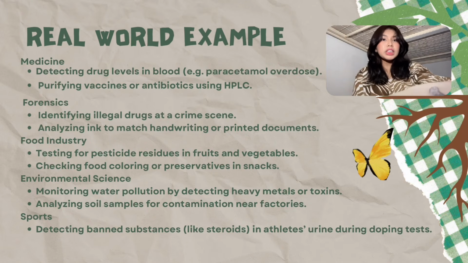In the food industry, chromatography is used to test for pesticide residues in fruits and vegetables and to check food coloring or preservatives in snacks. In environmental science, it monitors water pollution by detecting heavy metals or toxins, and it analyzes soil samples for contamination near factories. It's even used in sports to detect banned substances like steroids in athletes' urine during doping tests.